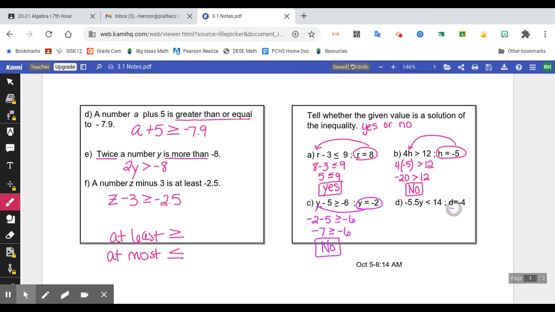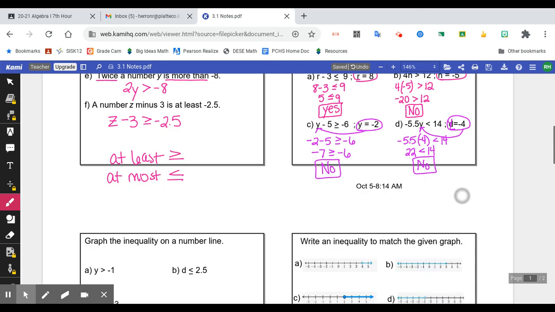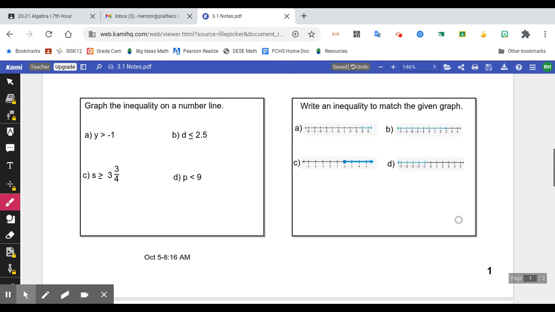Last one like this, d equals negative 4. Oops, that should be y. Sorry about that. And let's put this in for y. This means multiply again, so negative 5.5 times negative 4 is less than 14. So if I plug that in, I get a negative times a negative, which is a positive 22, is less than 14. Well, 22 is not less than 14, so negative 4 is not a solution to the inequality. Okay. All right, let's move on to our graphing.